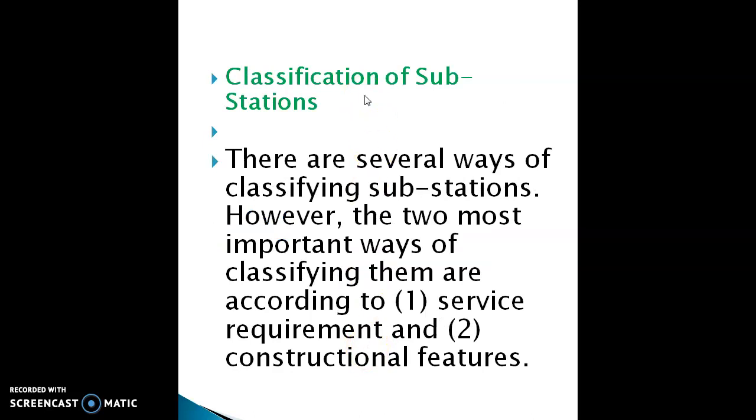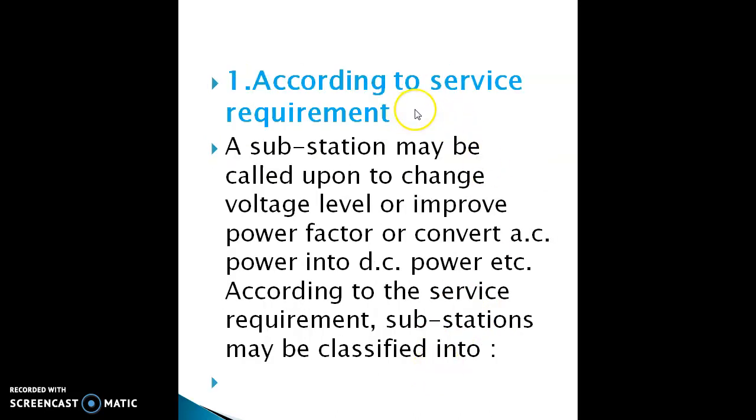Classification of substations. There are several ways of classifying substations. However, the two most important ways of classifying them are, first, according to service requirement, and second, according to constructional features. According to service requirement, a substation may be called upon to change voltage level, or improve power factor, or convert AC power into DC power, etc.